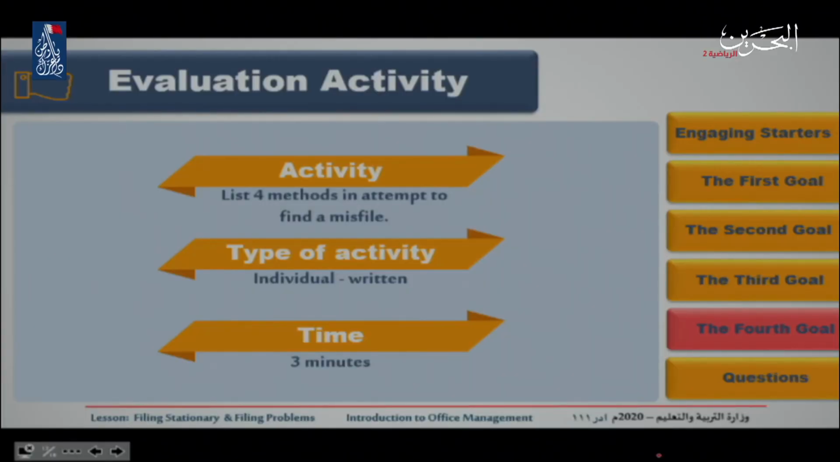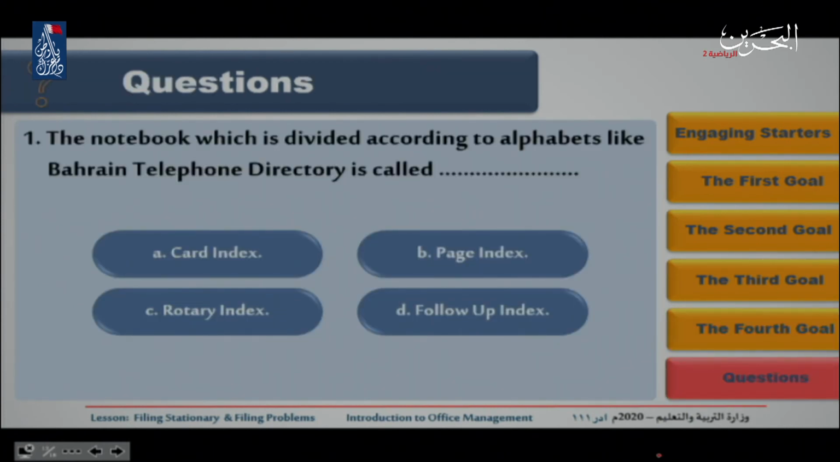You have a question. List 4 methods in an attempt to find a misfile, from the previous steps that we have said. Let's move on to the questions.